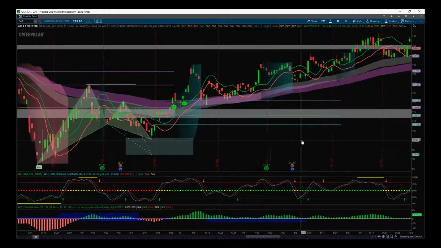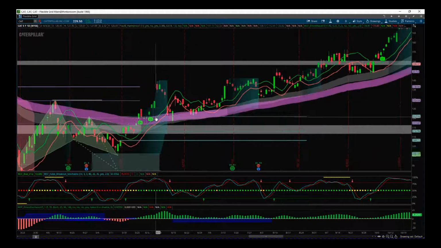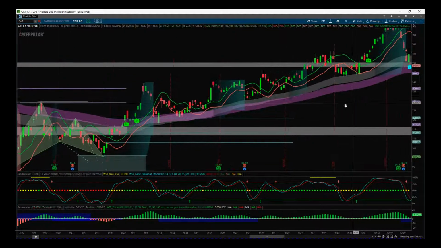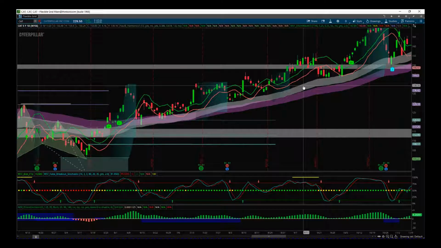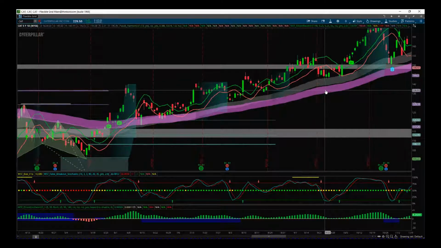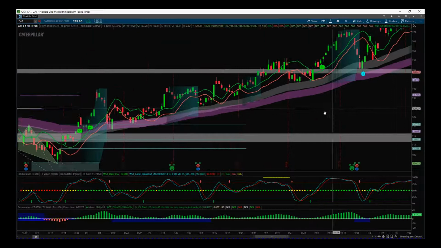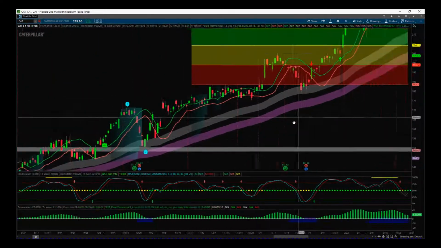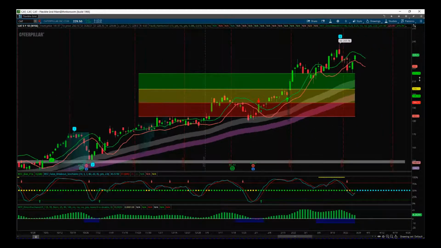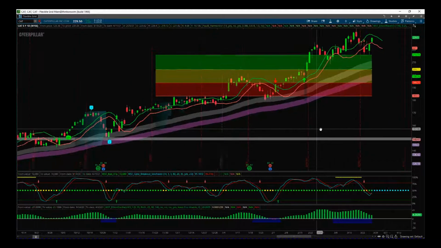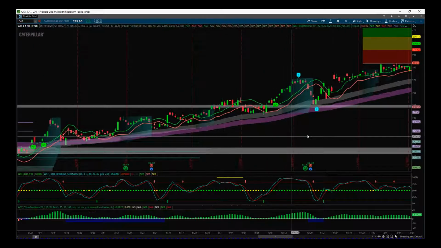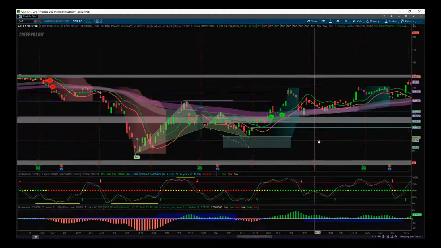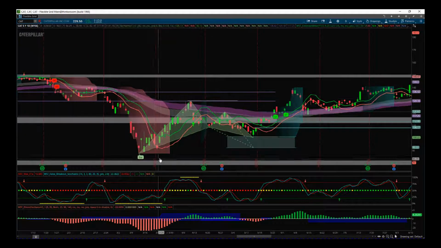Remember now, I'm in this long. I'm using the EMA clouds, a close below. Aggressive would be 55, the grey. Conservative would be the 89, the pink in this case. And look, it's not closed below the grey even, all the way up to the highs of $237.